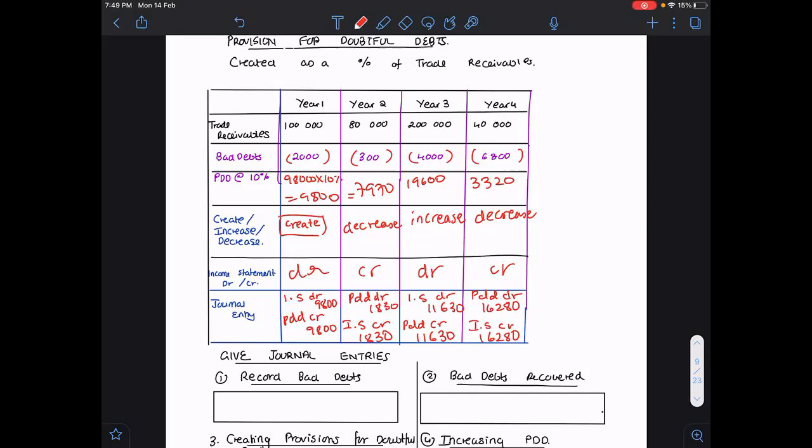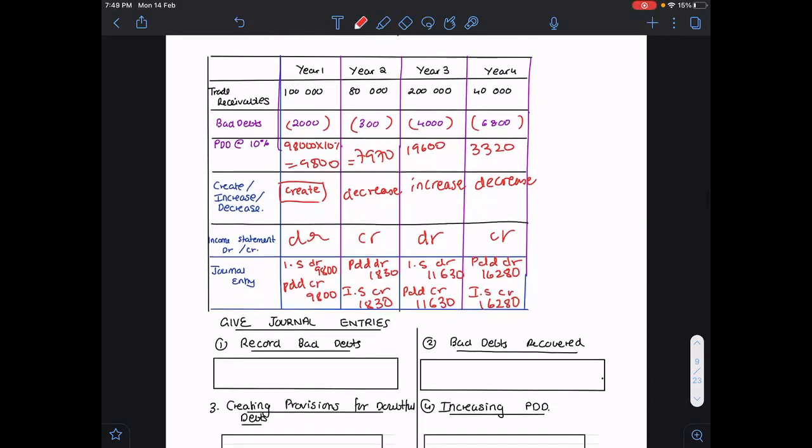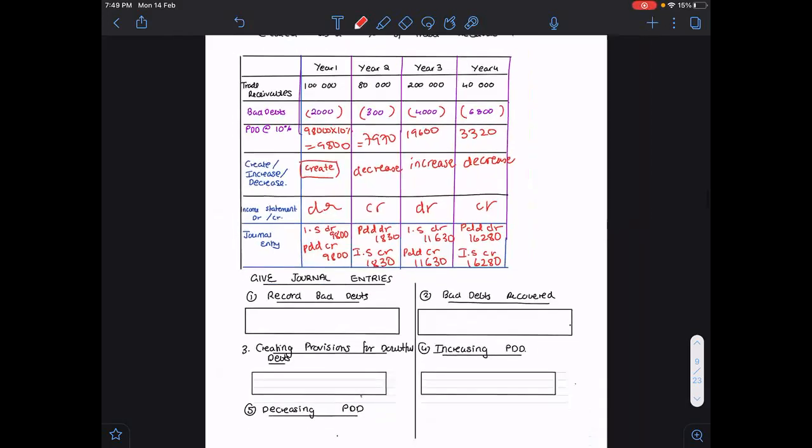We take the difference between the two years to know how much it has increased or decreased. Entry to record bad debts: bad debts debit, trade receivable credit. Entry to record bad debts recovered: cash or bank debit, bad debts recovered credit. Creating provisions: income statement debit, provision for doubtful debts credit.